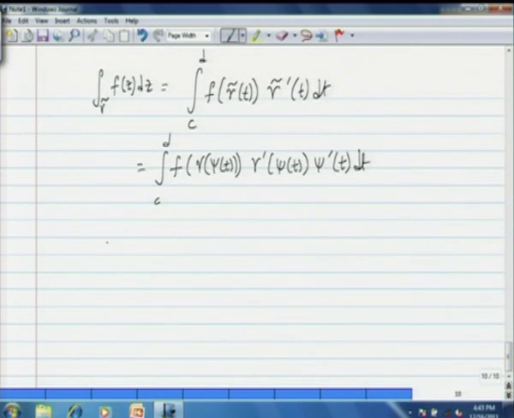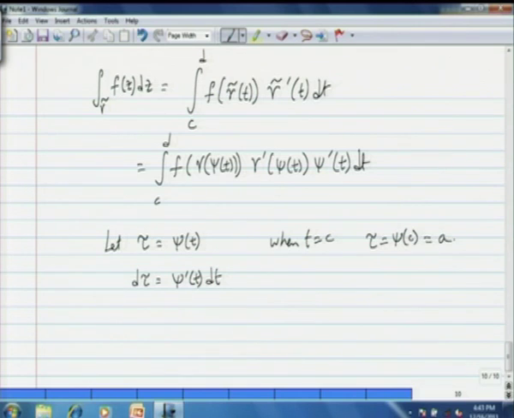And then now I will make a substitution, let tau be equal to psi of t. So, that d tau is psi prime of t dt. And when t equals c, tau is psi of c, which will be a. And when t equals d, for the upper limit of integration, tau will be psi of d, which will be equal to b. Recall, psi is a monotonously increasing function, and it maps c to a and d to b.